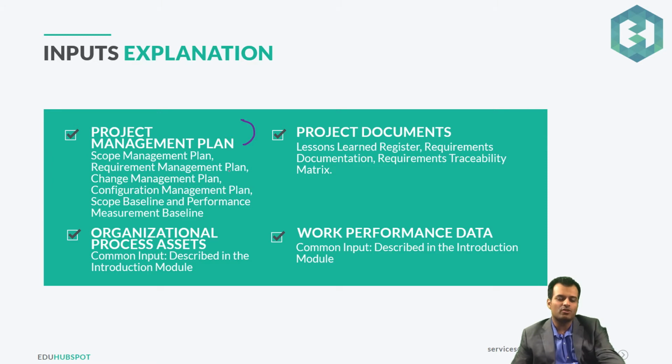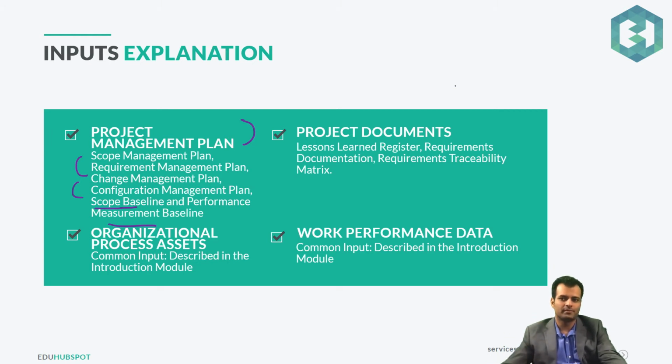So let's see, first we have the project management plan. Since we are controlling the scope, we definitely need the scope management plan and the requirements management plan. And if there is a change request, how to work towards it, you need the change and the configuration management plan as well. Of course, it's all about scope, so you need the scope baseline and the performance measurement baseline. We will be discussing the performance measurement baseline sometime later. But you need all of those things to make sure that you are properly able to manage the changes to the scope.